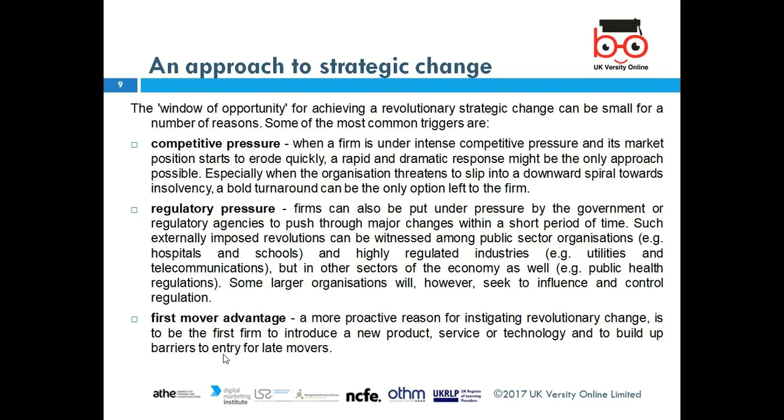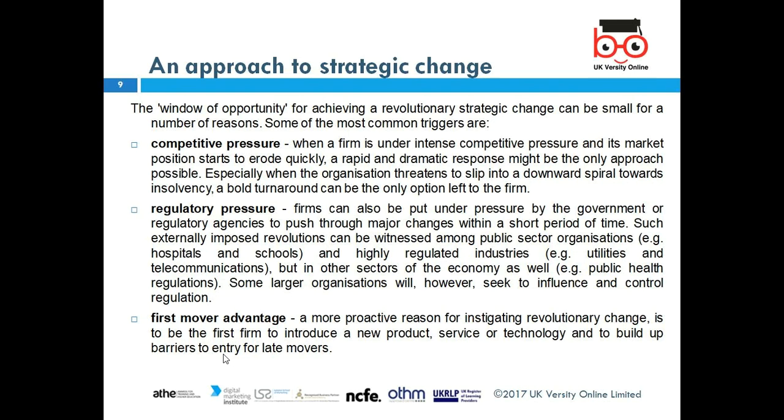Okay. An approach of strategic change, which we need to look at. Welcome, Shariful. We'll start and chat later on. Okay. The window of opportunity for achieving revolutionary strategic change can be small, for a number of reasons.